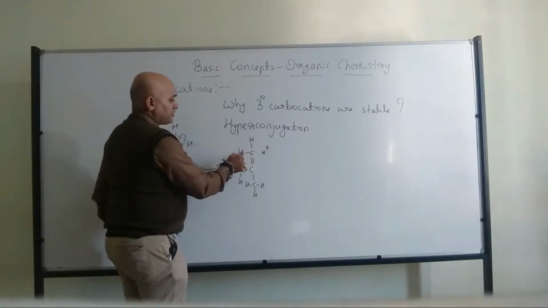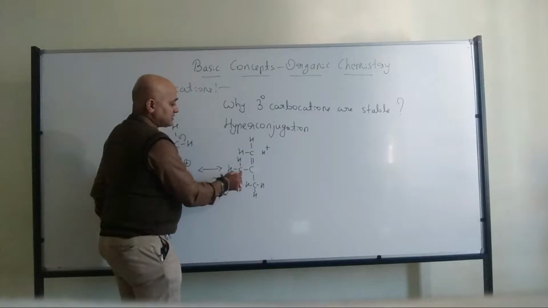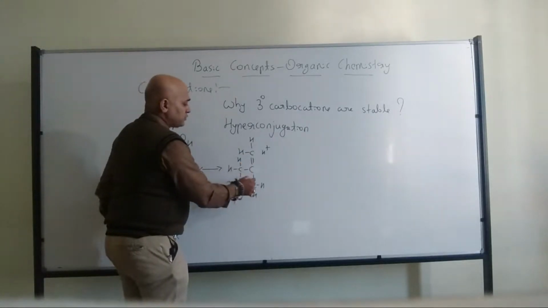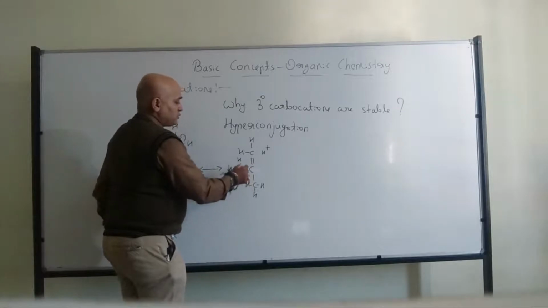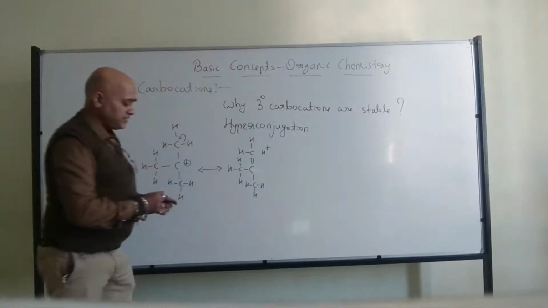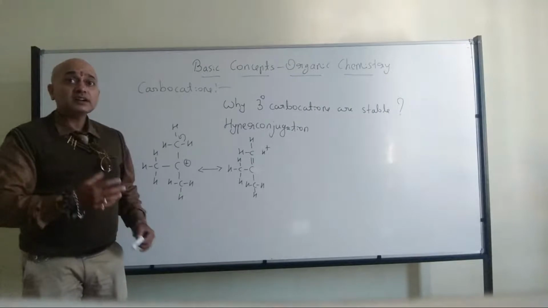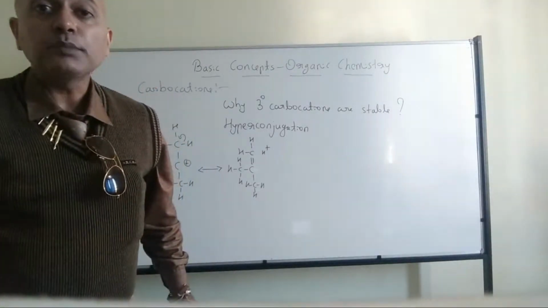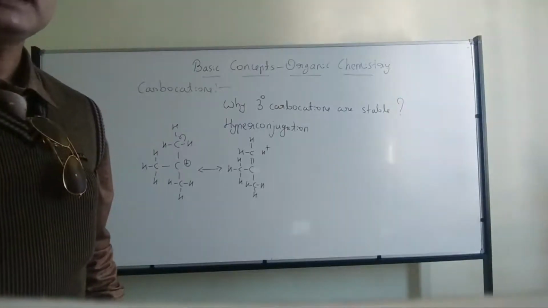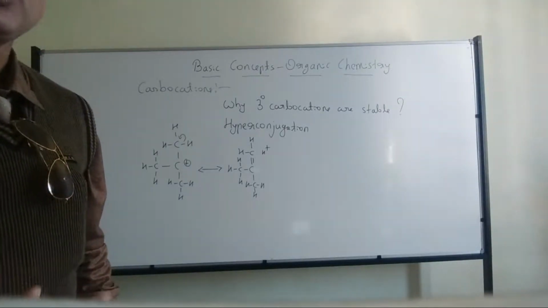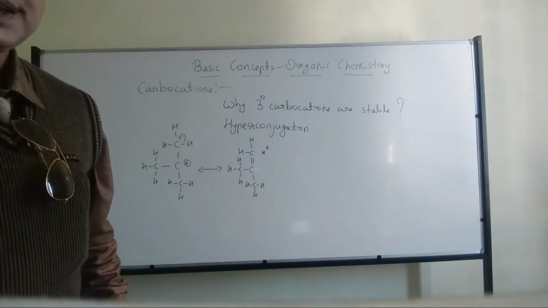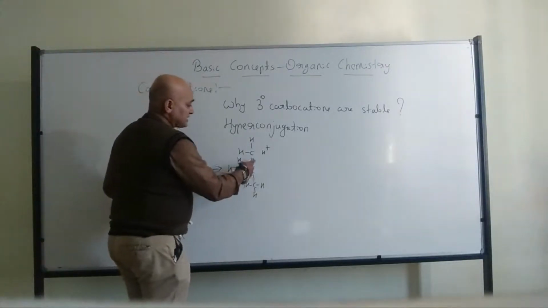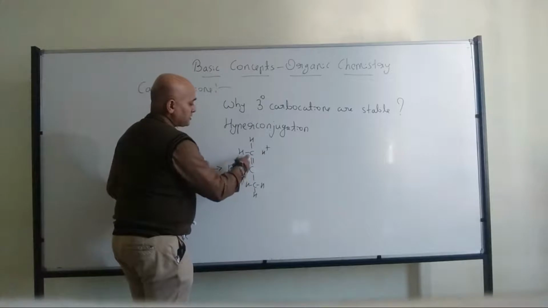Now this hydrogen or this hydrogen, or this carbon, like that, the double bond will be shifted throughout the options, throughout these carbons. That's how the carbocation will be stabilized. That's why it is called hyperconjugation, because there is a shifting of the double bond.